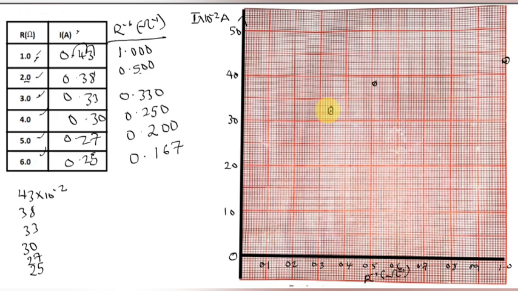So let's go to 30 for 0.25. So I'll go to 30. This is 30 here. Okay, 0.25. So I have 1, 2, 3, 4, 5 as the midpoint here. So I'll put a dot and I'll draw a circle.